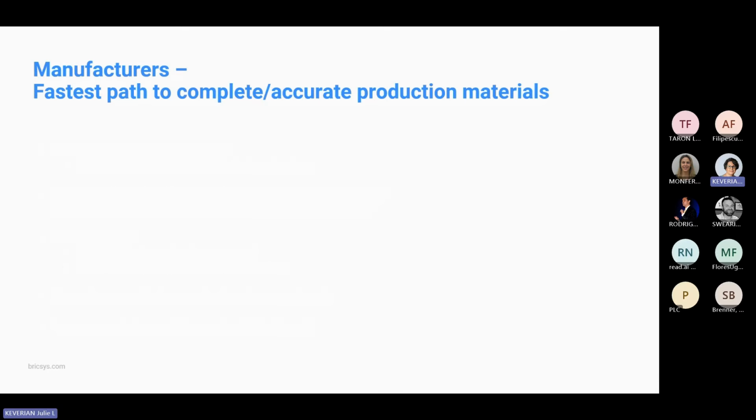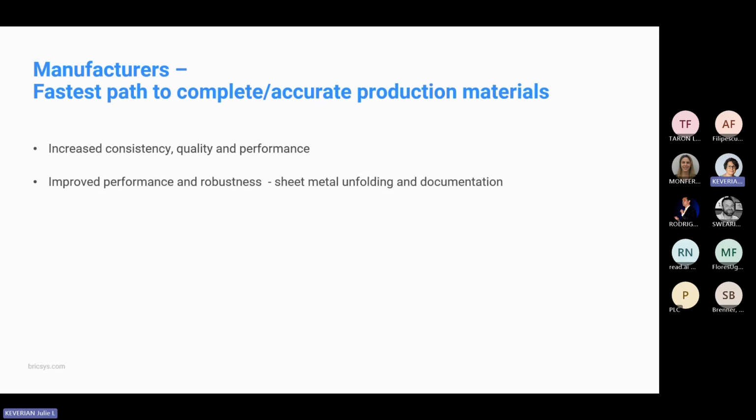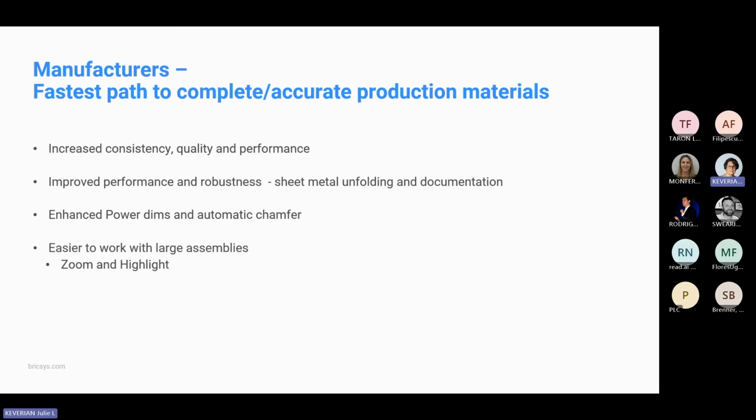For manufacturing, it's improvements to customers' overall engineering manufacturing processes. How? Well, these are just a couple of examples. We've enhanced power dimensions and the automatic chamfer tool. We've improved performance in sheet metal unfolding. We also improved the welding dialog box to make welding design faster, more intuitive, and fully compliant with the 4 global standards. Zoom and highlight can locate parts faster in your large drawings.